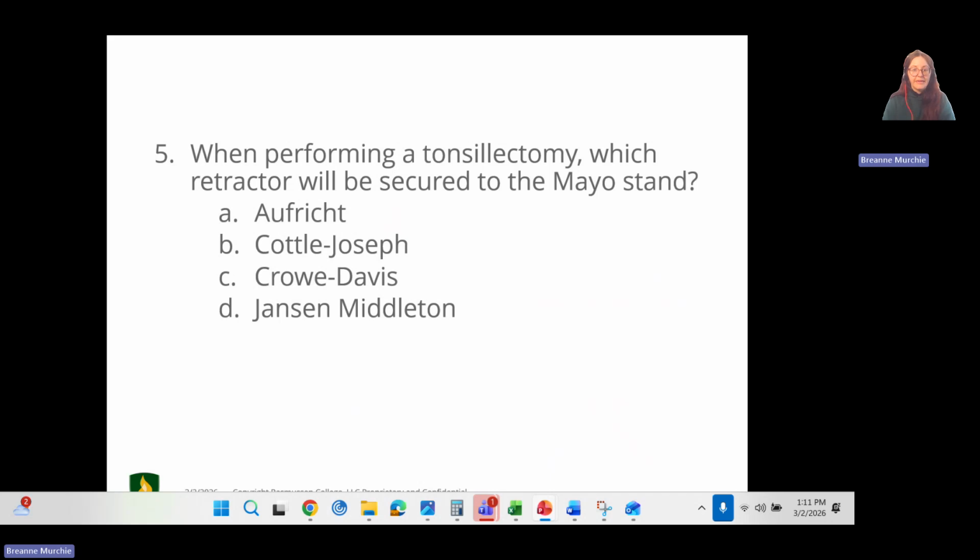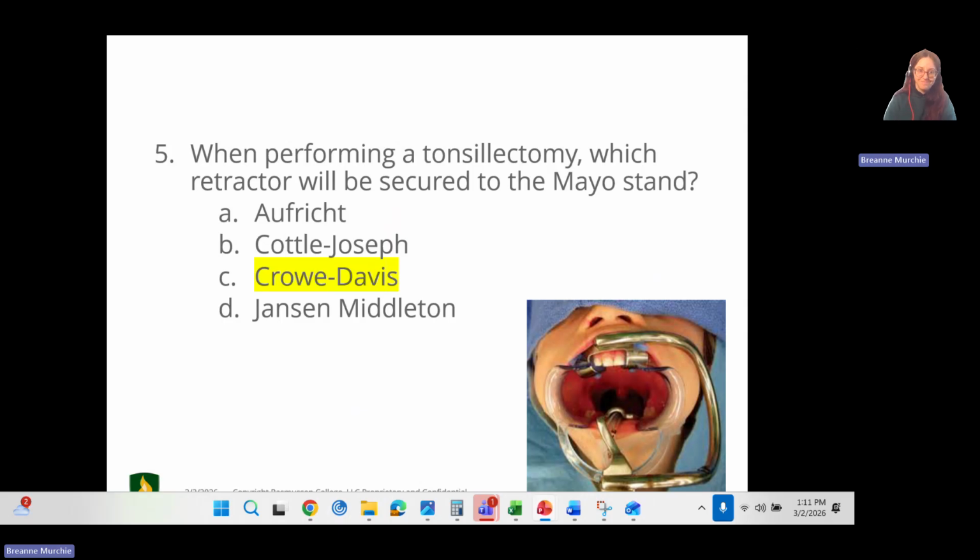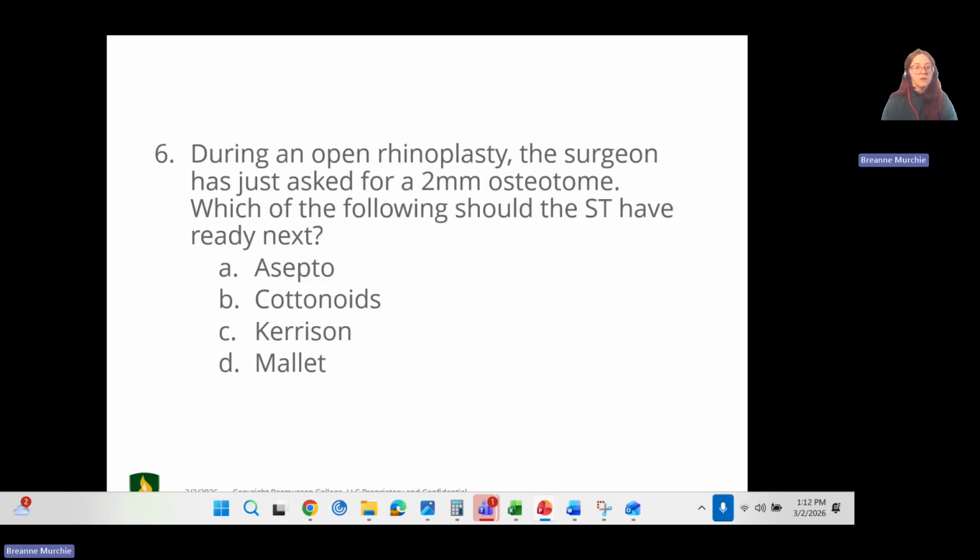Number 5, when performing a tonsillectomy, which retractor will be secured to the Mayo stand? That is going to be your Crow-Davis. The other one that is sometimes secured to the Mayo stand, the one that is a closed circle, the Crow-Davis is almost like a C shape. The one that is a closed circle, that's the McIvor, M-C-I-V-O-R. Both of those are going to be secured to the Mayo stand.